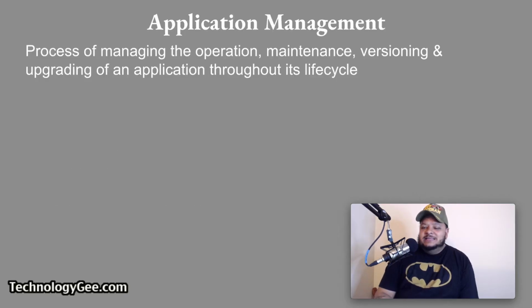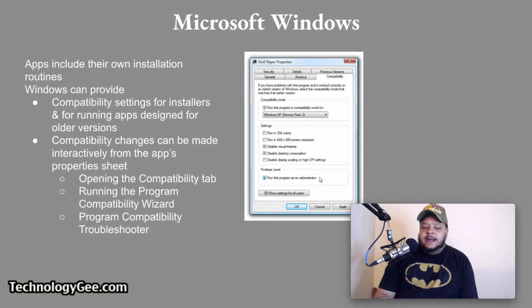Application management is the process of managing the operation, maintenance, versioning, and upgrading of an application throughout its life cycle. So let's talk about Microsoft Windows. In Windows, apps include their own installation routines. Windows can provide compatibility settings for installers and for running apps designed for older versions that do not perform properly in the current version of Windows.